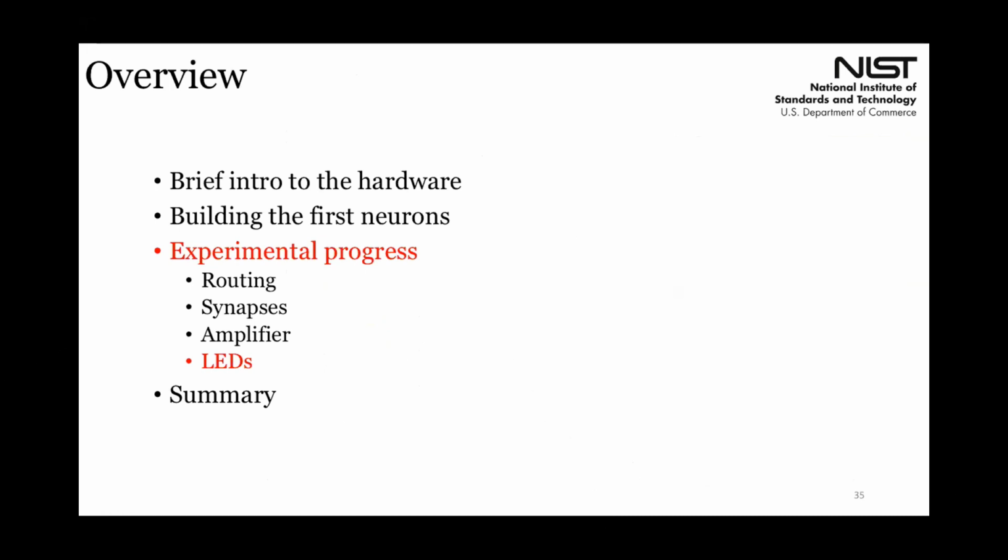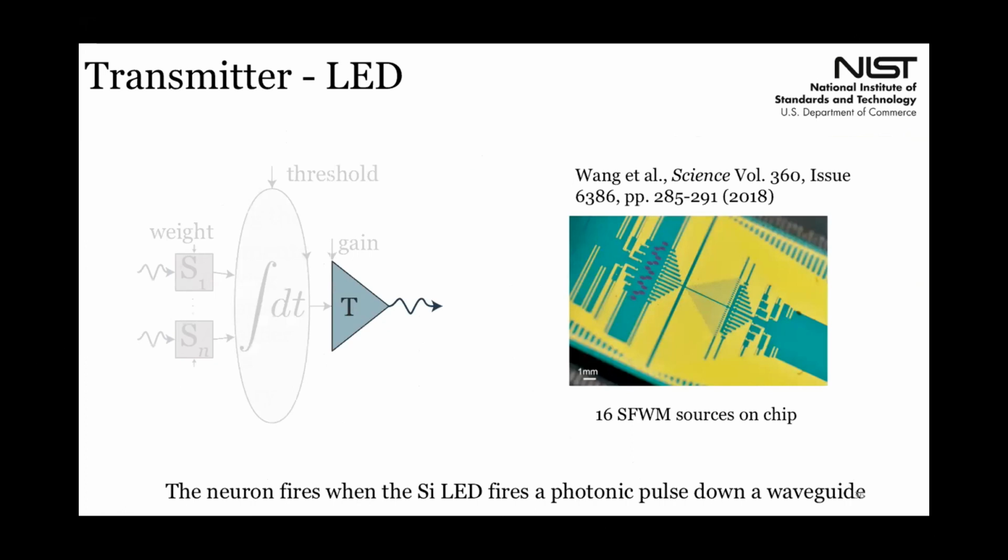Okay, so the final thing I want to talk about is the LEDs themselves. And so a neuron fires when a silicon LED fires a photonic pulse down a waveguide. And so in this photonic quantum chip, there were 16 spontaneous four-wave mixing sources on chip. And part of the reason this was so impressive is that it's really hard to make a lot of indistinguishable quantum sources with high purity and high heralding efficiency and so on.